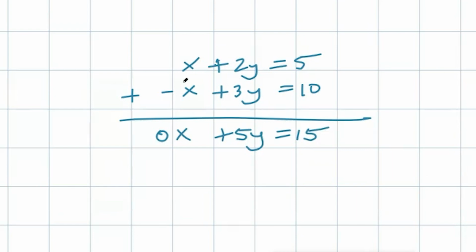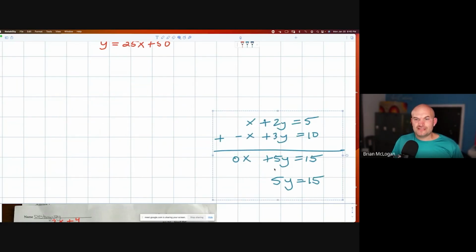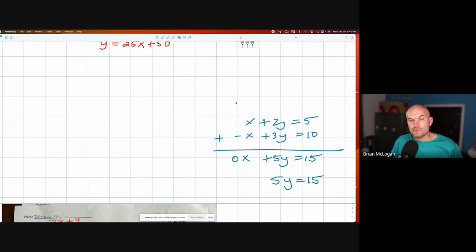Do you see what happens when you get a 0x? That gets rid of that. Now you have a single equation you can solve for. Oh, that's good. We like that, right? So I'll just put this over here because you can keep it. That's good. We want that. That's what we want to work towards.